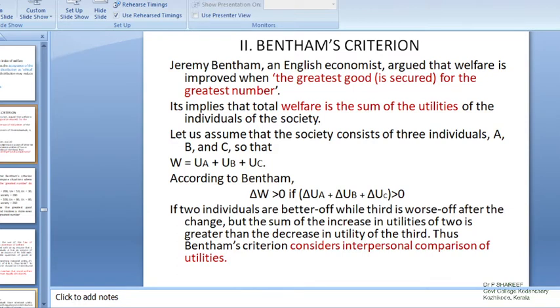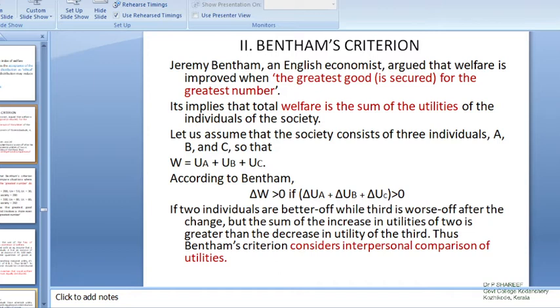Another criterion is Bentham's criterion. Jeremy Bentham, an English economist, argued that welfare is improved when the greatest good is acquired for the greatest number. It means greatest happiness for the greatest numbers. It implies that total welfare is the sum of utilities. Social welfare can be the sum of utilities derived by the individuals of the society.